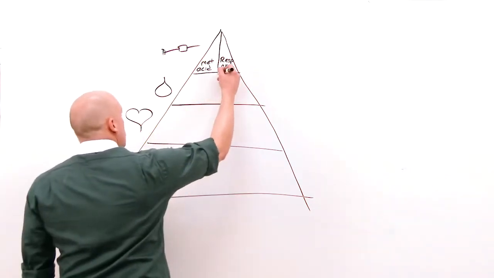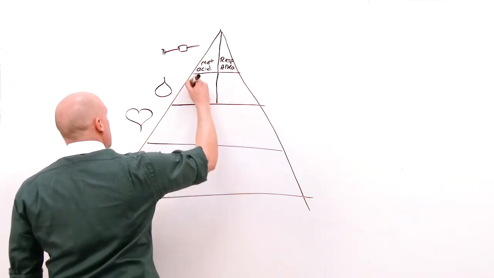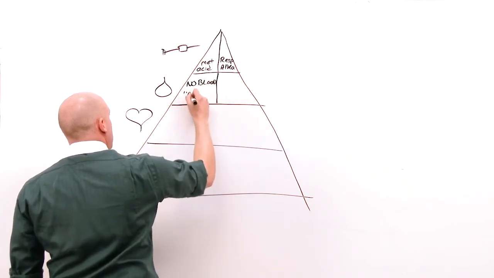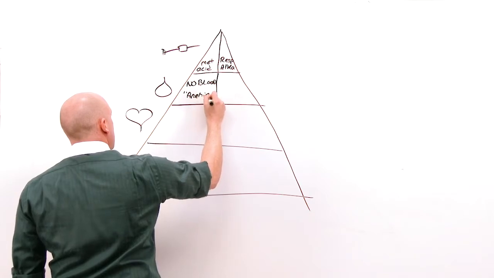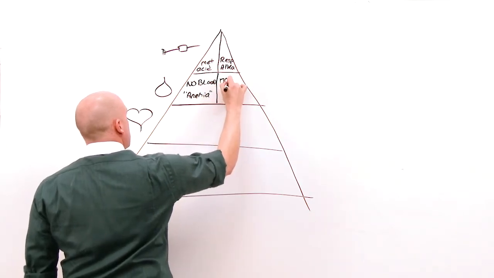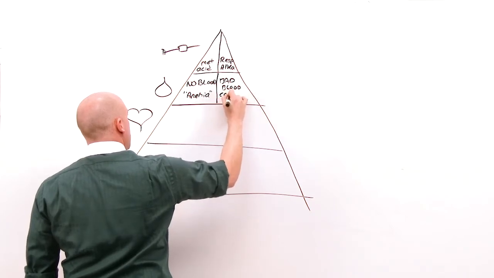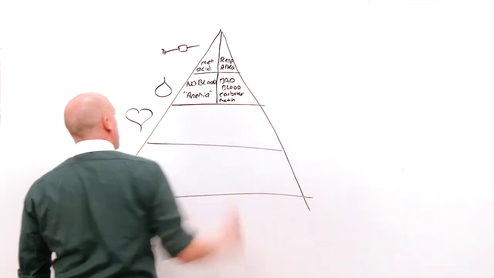In blood, there's also only 2 main diagnoses. That is no blood, called anemia, and bad blood, which is carboxy or methemoglobinemia.